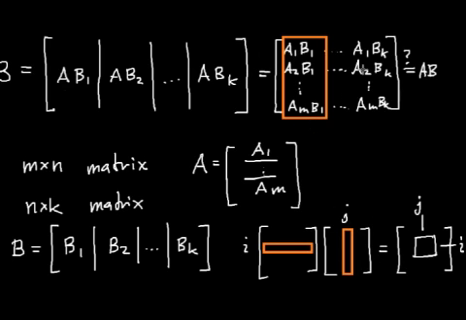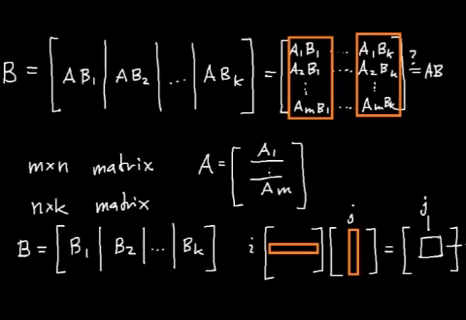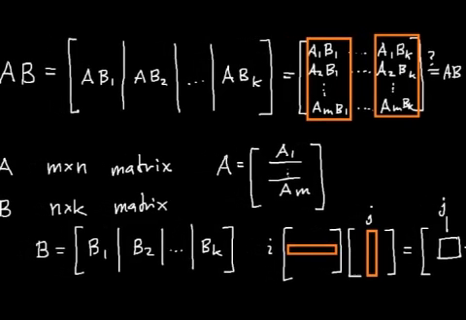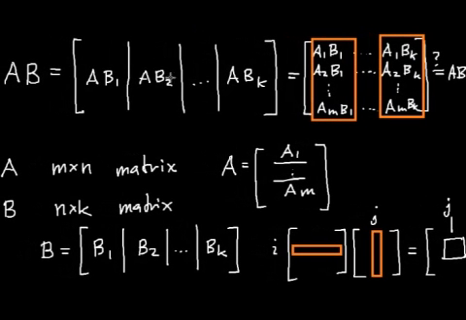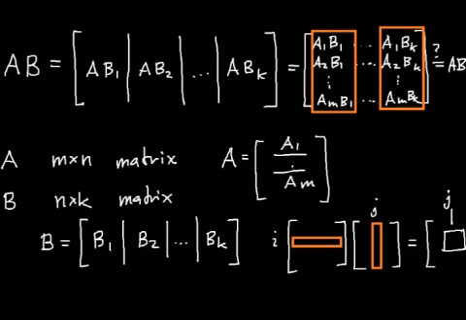And so, by grouping these together, we get the other formula, where we say that A times B is given by a matrix whose columns are A times B1, A times B2, and so on up to A times BK, where the B1 up to BK are the columns of the matrix B. Perhaps it is worthwhile to demonstrate this on a concrete example.